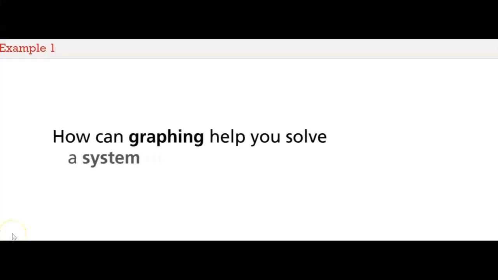How can graphing help you solve a system of linear equations? Think about this question during the lesson.